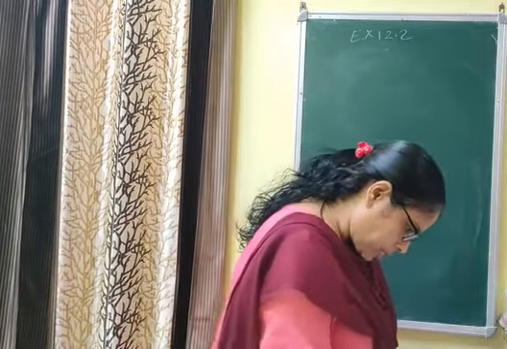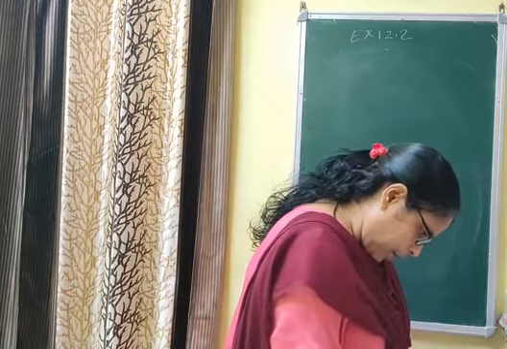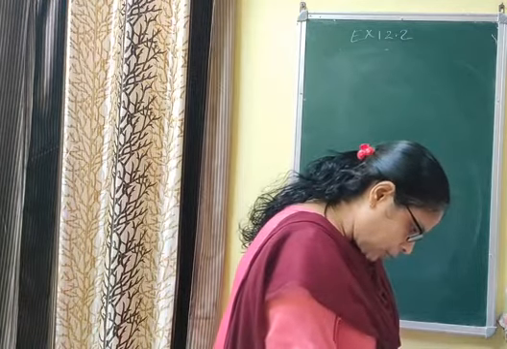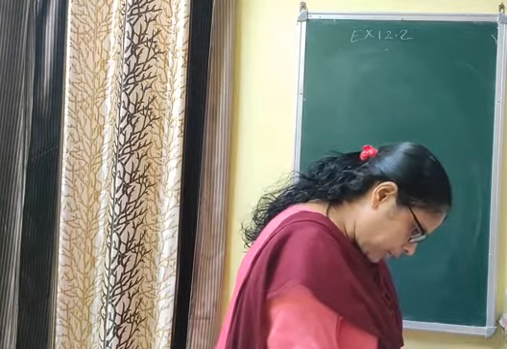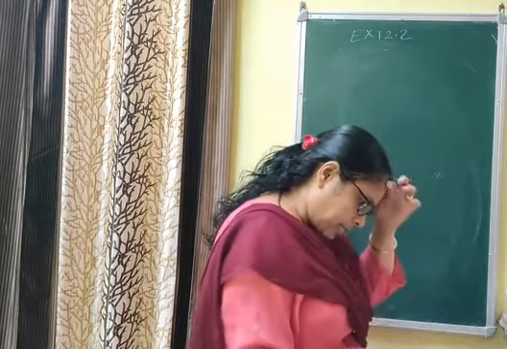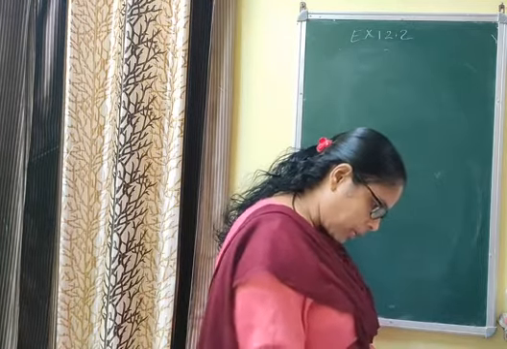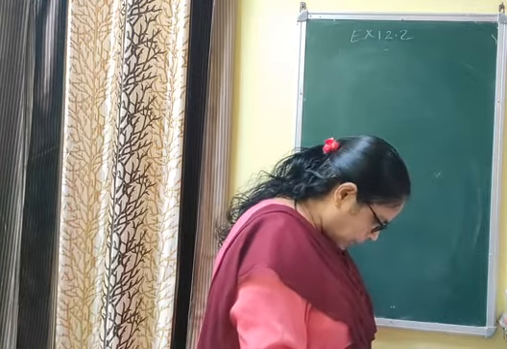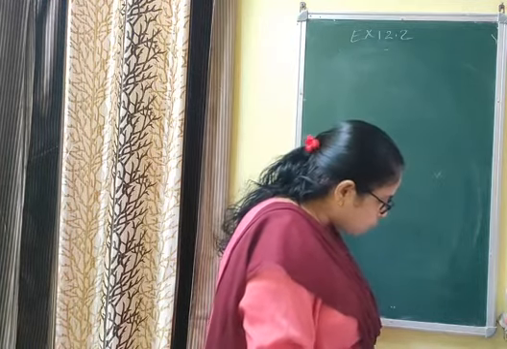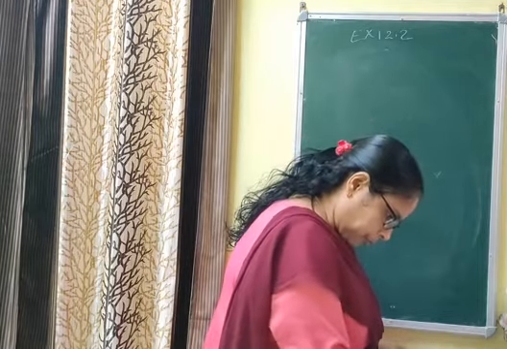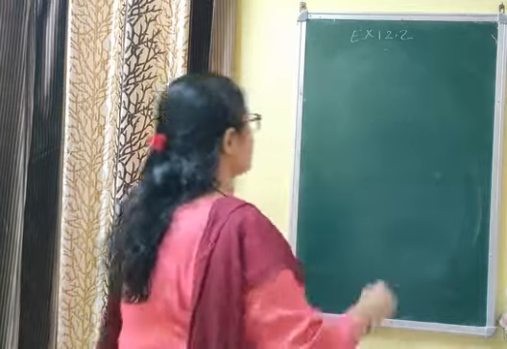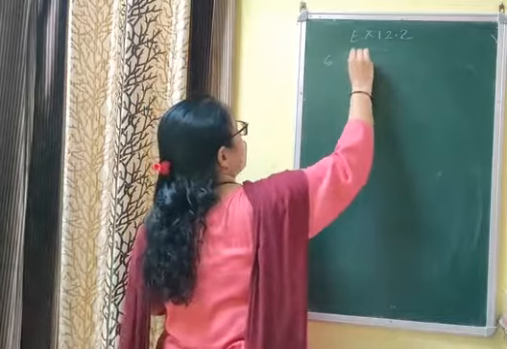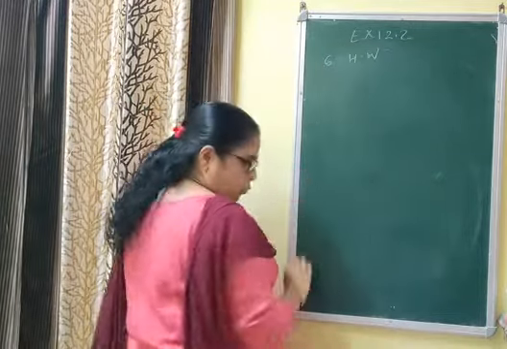Question number 6. Again, a chord of a circle of radius 15 centimeter subtends an angle 60 degree at the center. Find the area of the corresponding minor segment and major segment. Minor segment as well as major segment, you are asked to find the value. And question number 6 also I am giving as homework. I will just give you the steps.